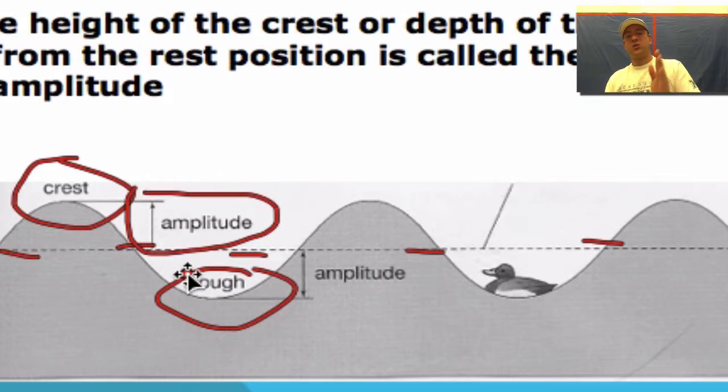It's actually showing the distance from the resting line to the crest, and that distance up top there is what we call amplitude. Same thing if we go from that rest position. If the water is completely flat, or this wave was completely flat, from that point down to the deepest part of the trough, that's what we're going to call the amplitude.